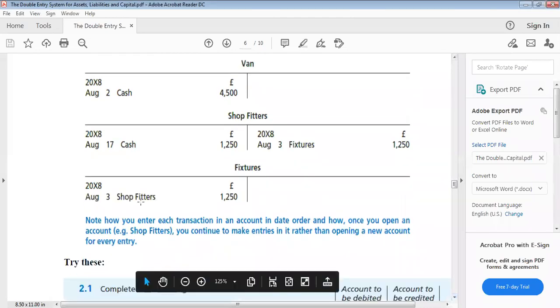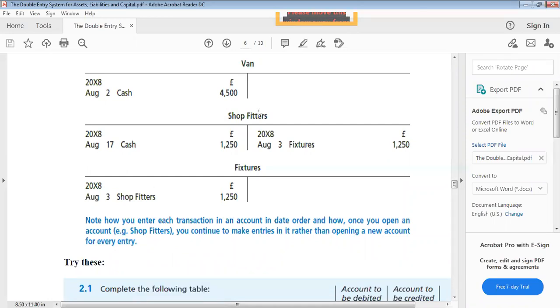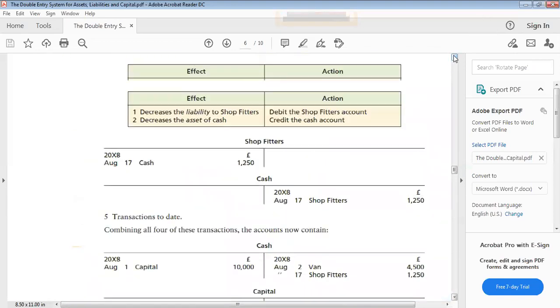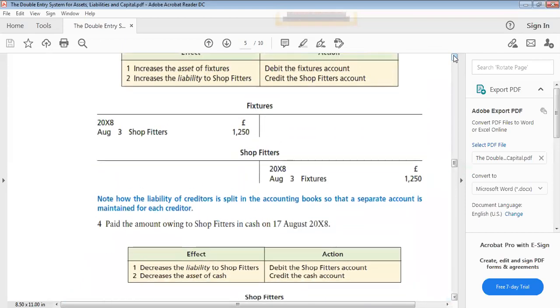Now, how you enter each transaction in an account in date order: once you open an account, for example shop fitters, you continue to make entries in it rather than opening what? A new account for every entry. So once you have an account already, you don't need to open another one. Just continue making the entries. Like for example, in this one, you'd have opened the account for shop fitters before. Right here, so good.